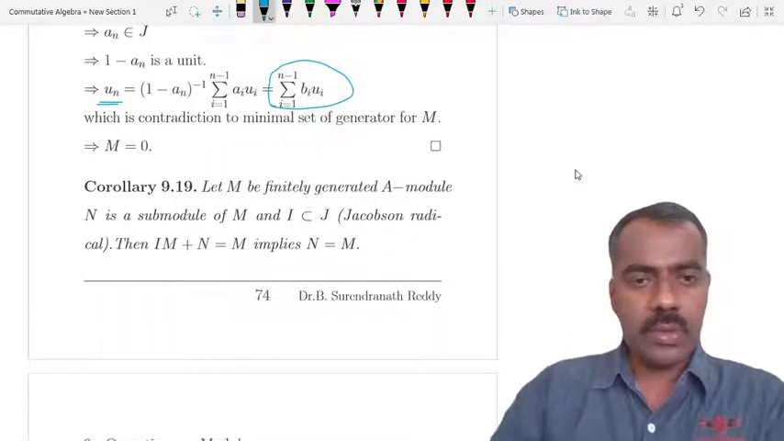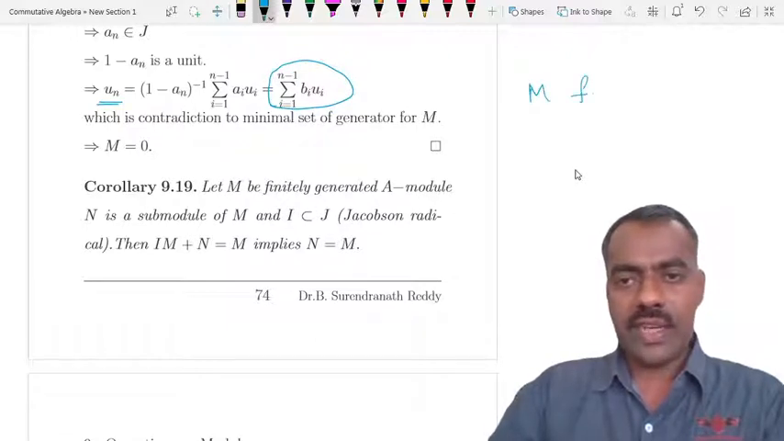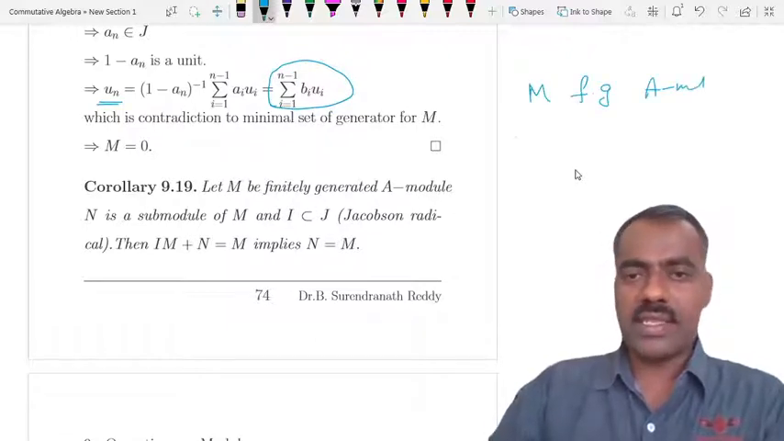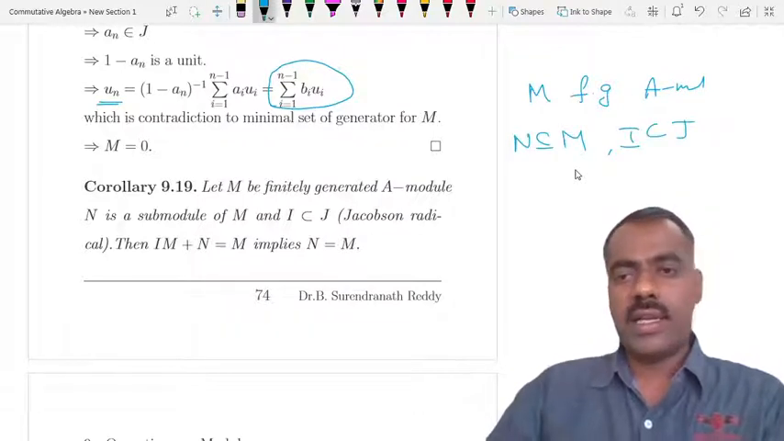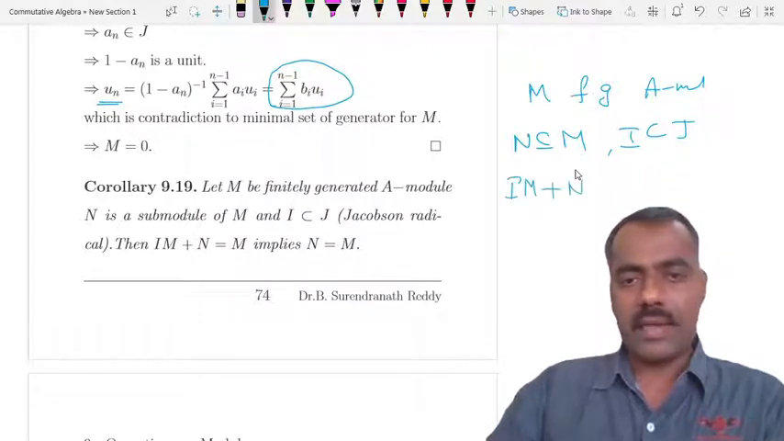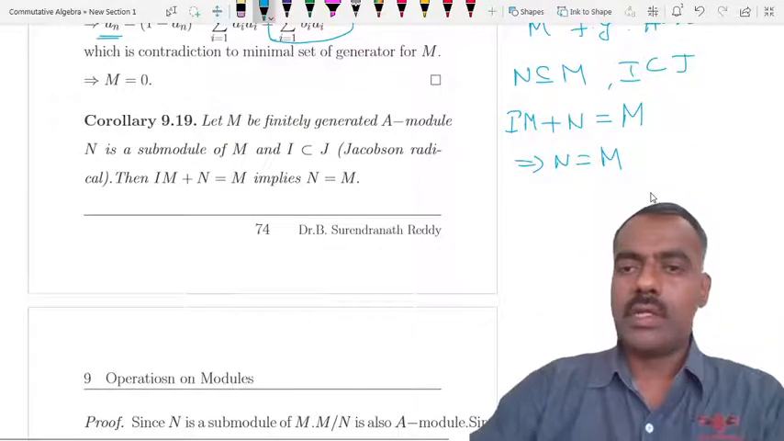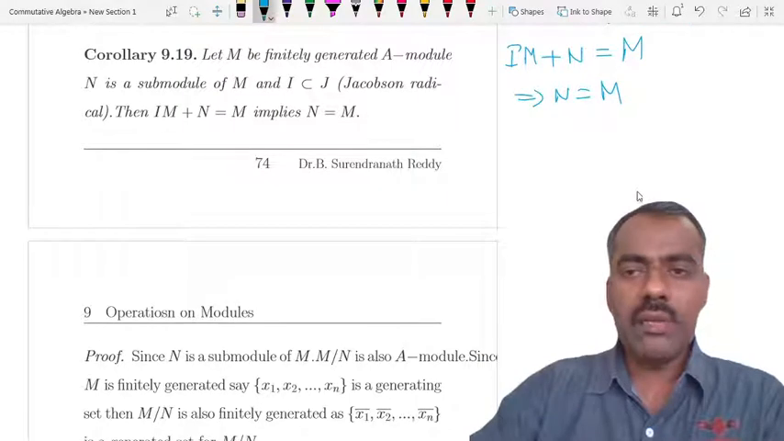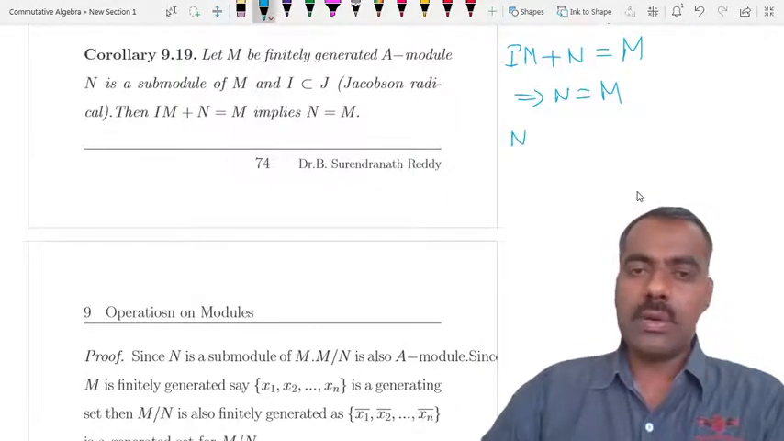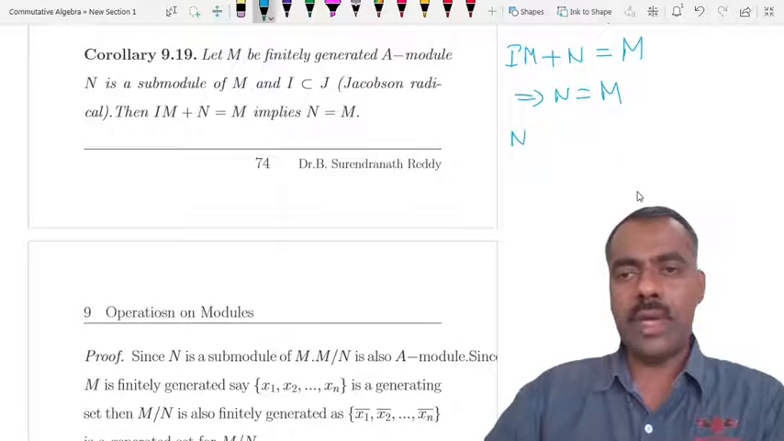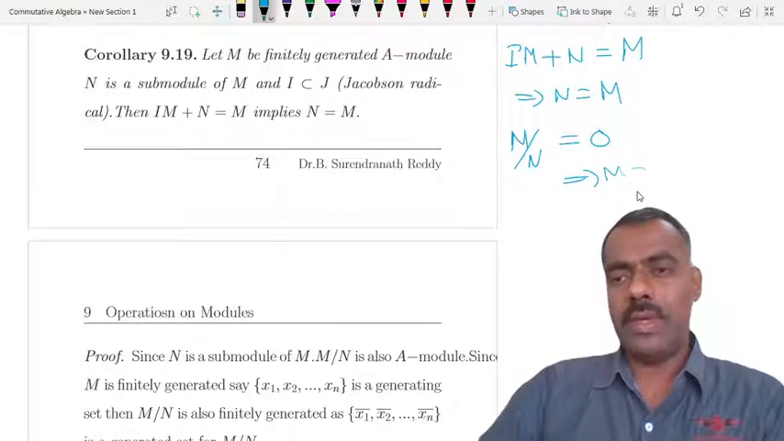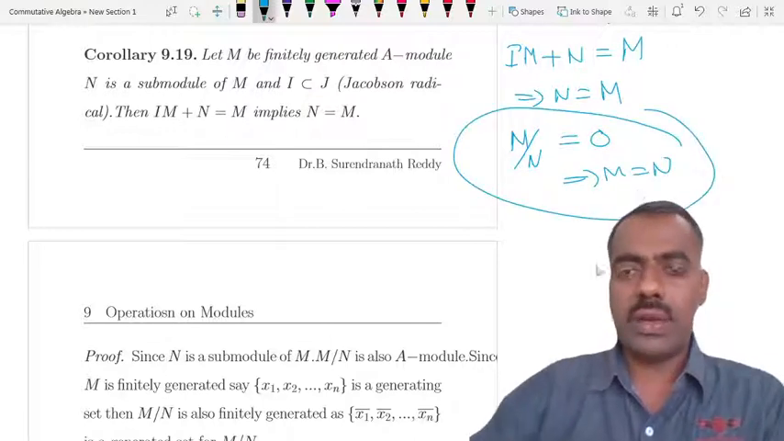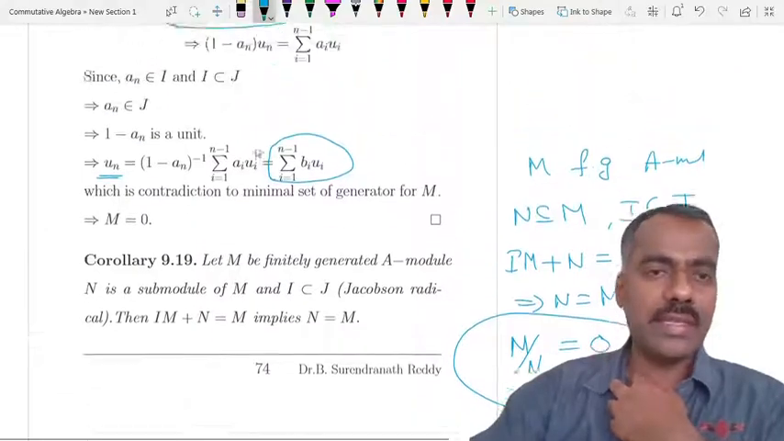Okay, and one more corollary. What it says is that if you take M a finitely generated A-module and N a submodule of M, and I an ideal contained in the Jacobson radical, then if I times M plus N is equal to M, then N should be equal to M. What we show here is we will use Nakayama's lemma. Whenever we want to show N equal to M, you consider M modulo N and show that this is equal to 0, then M should be equal to N, right? So how will we show M modulo N is 0? We apply Nakayama's lemma.